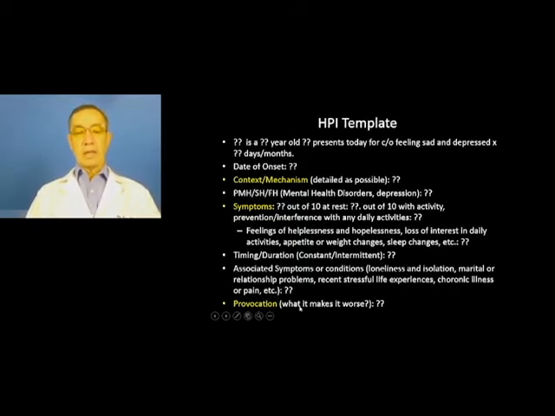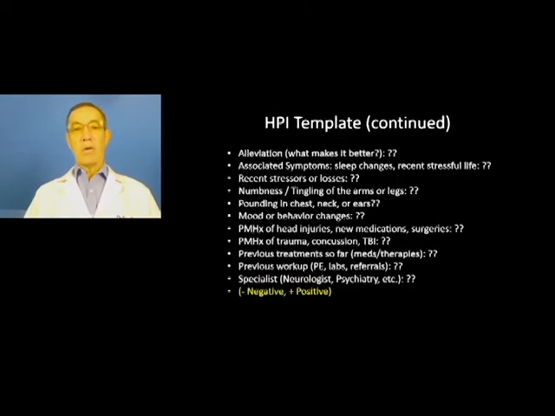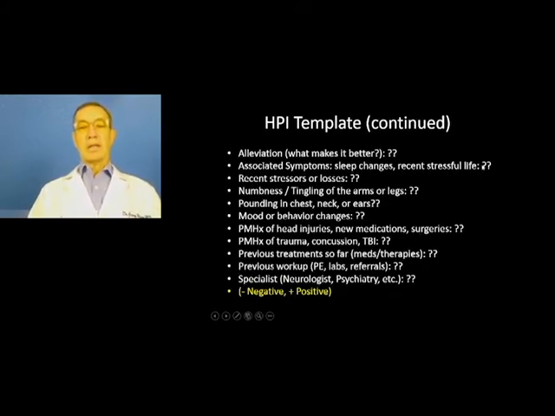And provocation, what makes it worse? Or alleviation, what makes it better? Are there associated symptoms such as sleep changes? Do they have recent stressors? Do they have any symptoms of numbness, pounding in their chest, mood or behavioral changes? And in the past medical history, have they had head injuries or medications or surgery? Have they had trauma such as a traumatic brain injury or concussion?